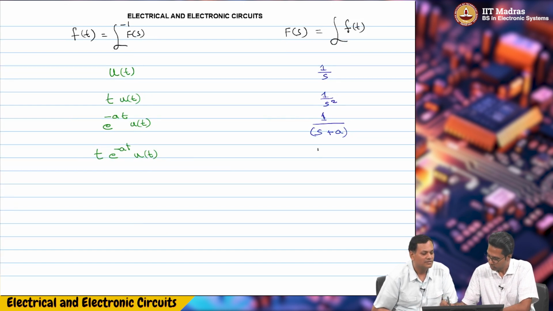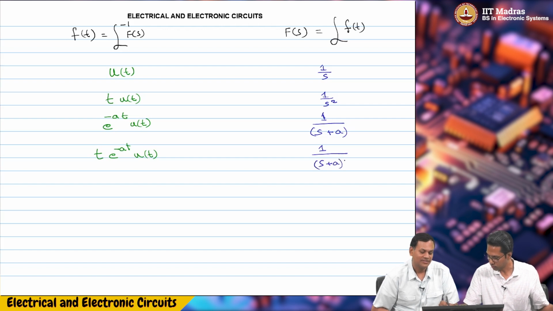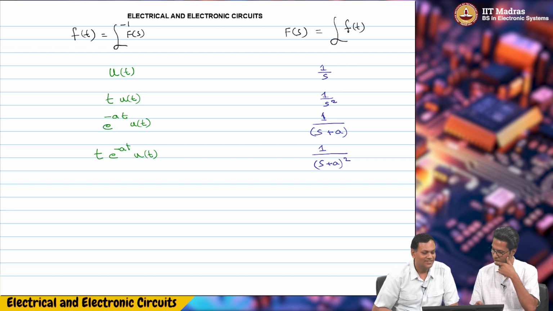I can smell something, but not very clear about it. Okay. Correct. Now there is some logic there. I do see it. Yes. 1 by s plus a whole square. I see what you're saying. If it takes some derivative of something, it's correct. So we need to look at that also. That property. What is that property?